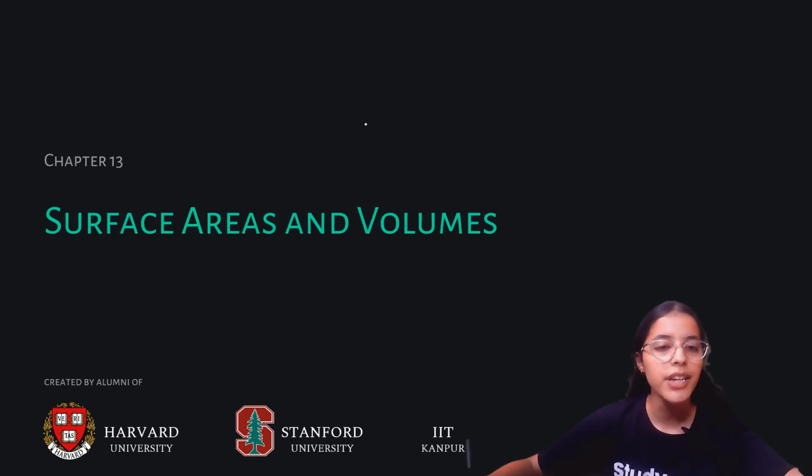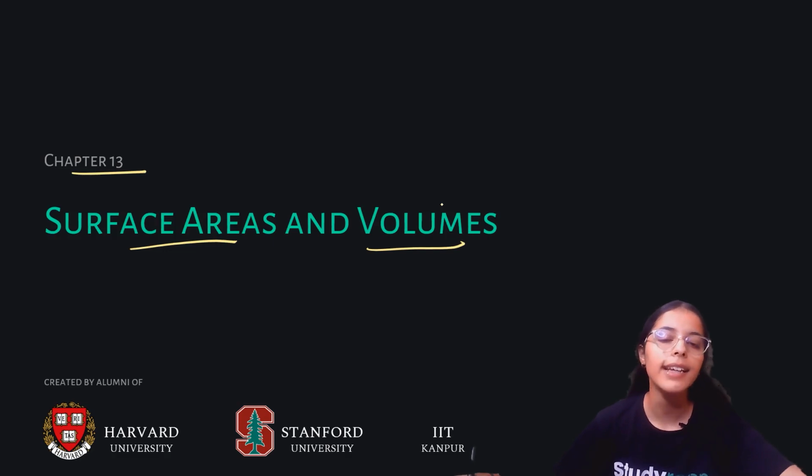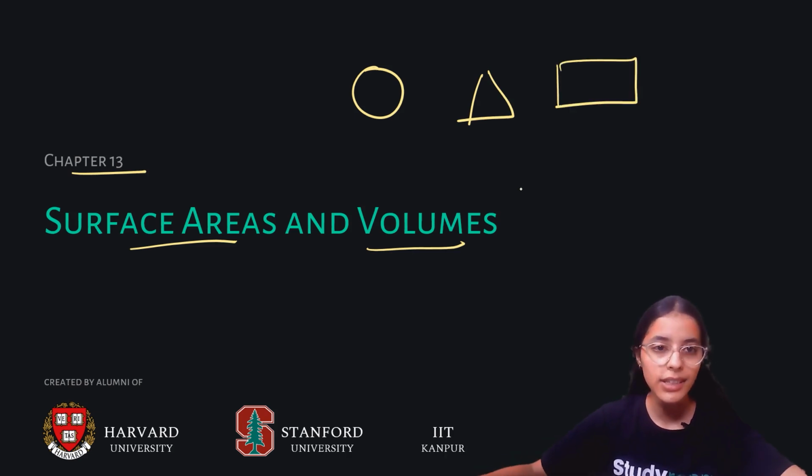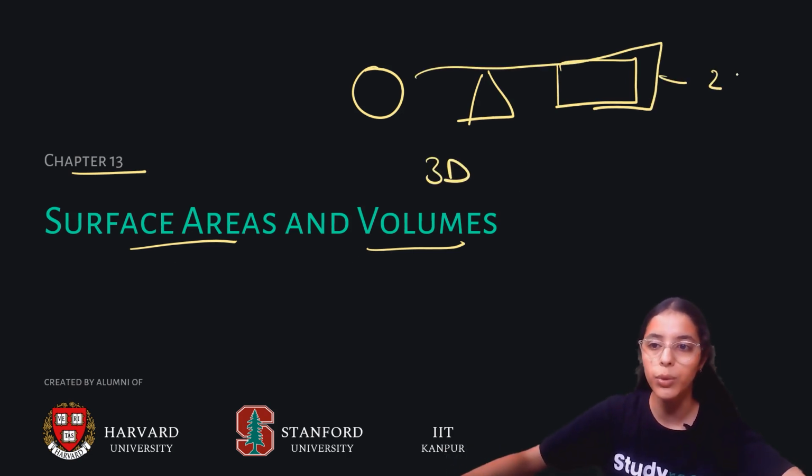Good morning, students. Today we'll start a new chapter called Surface Areas and Volumes. Now, you might have already found out the areas of various shapes like circle, triangle, rectangles. But in this chapter, we learn about finding the surface areas and volumes of 3D figures, as these earlier ones were 2D, which we call plane figures.